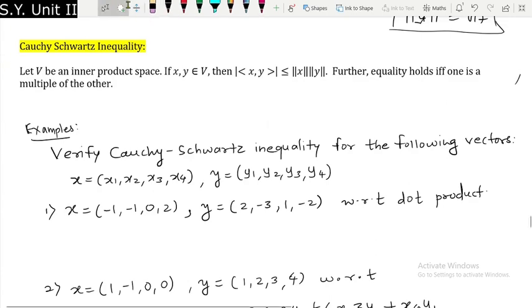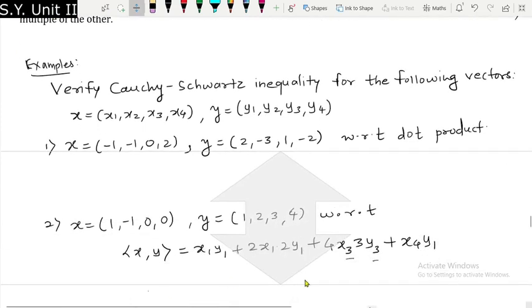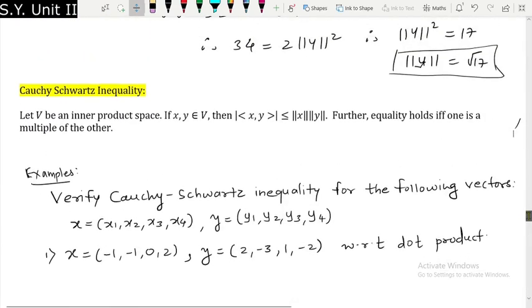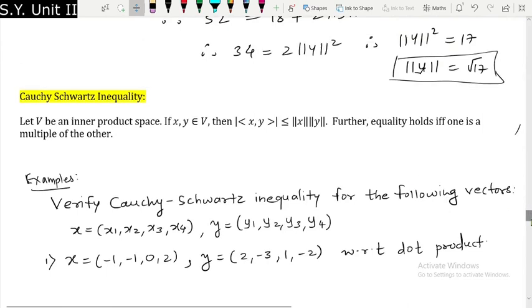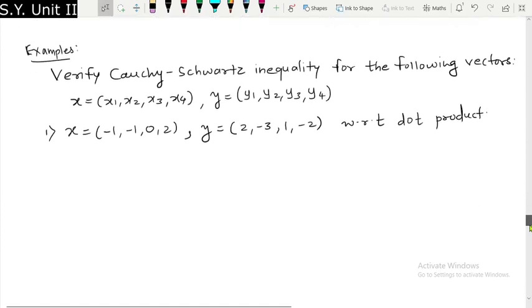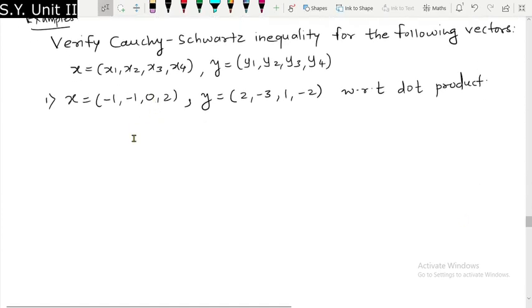So over here we are asked to verify the Cauchy-Schwarz inequality. It means that we have to verify that the LHS is always less equal to the RHS. And what is our LHS? Our LHS is mod of inner product of x with y. And what is our RHS? Norm of x multiplied by norm of y. So we have to show that LHS is always less equal RHS. The first example has vectors from R^4, with respect to the usual dot product, and we have to verify that inequality. So first of all, I will write what our Cauchy-Schwarz inequality is.